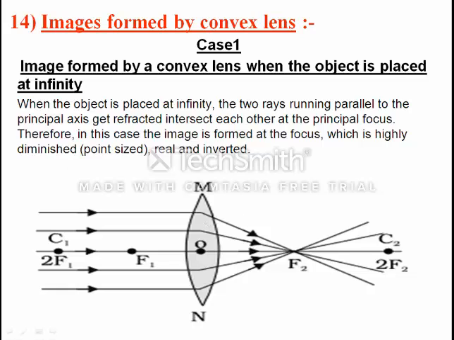The first case is that the object is at infinity. Let us suppose the object is very far away from the lens, for example the sun. The sun is very far away, so it is said to be at infinity. We cannot imagine its height since it is so far away. So we suppose that all the incident rays are coming from infinity and are parallel to the principal axis.